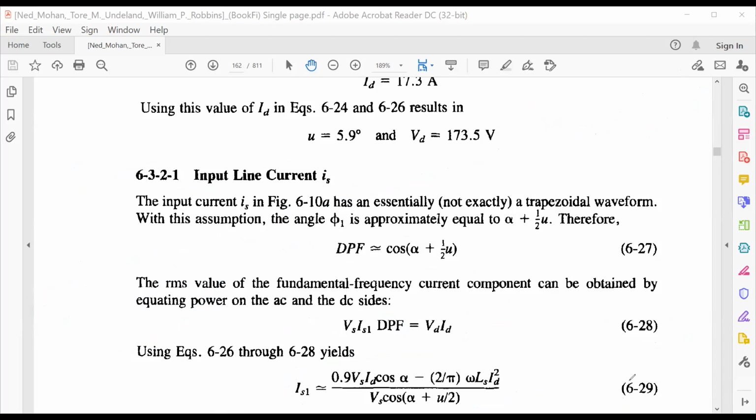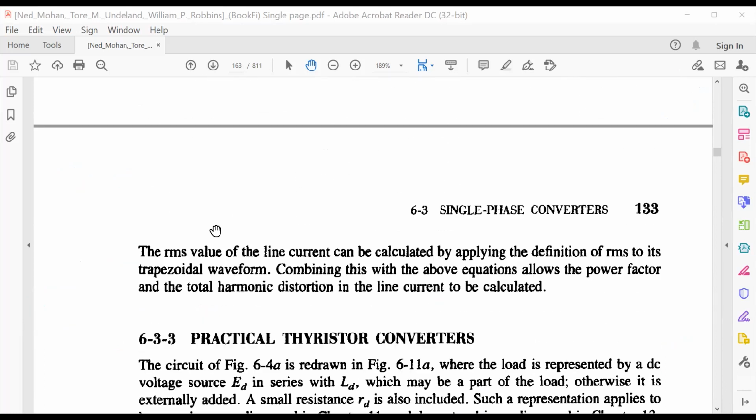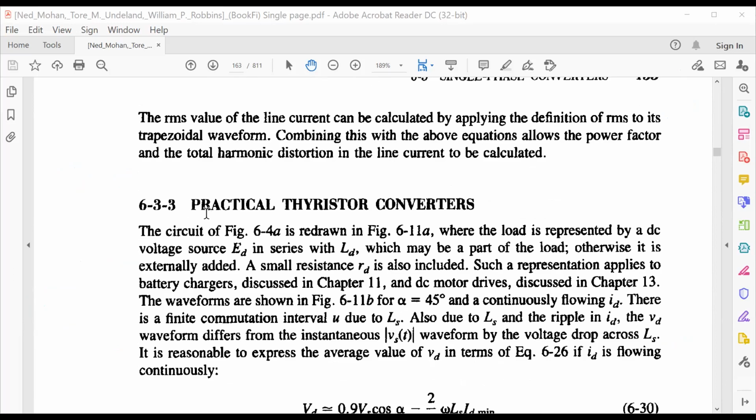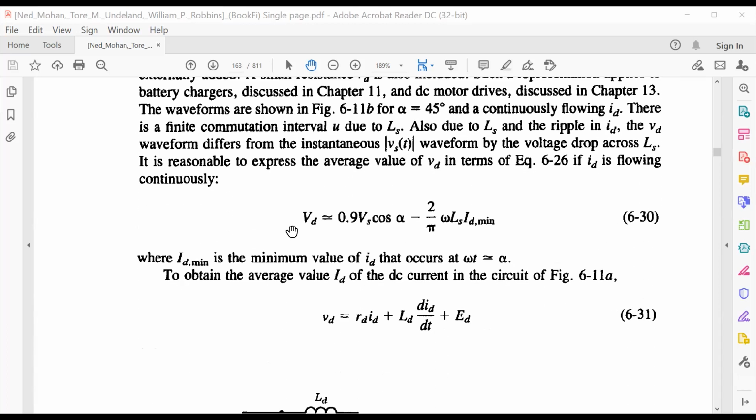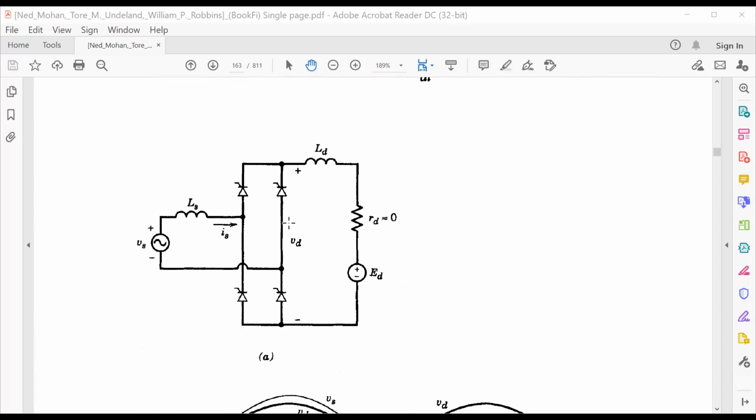Now we shall discuss the practical thyristor converter. We are talking about the highly inductive current, but this may not be true for all loads. So we want to look at the practical converter. This is the figure of the practical converter. This part is the same as before.